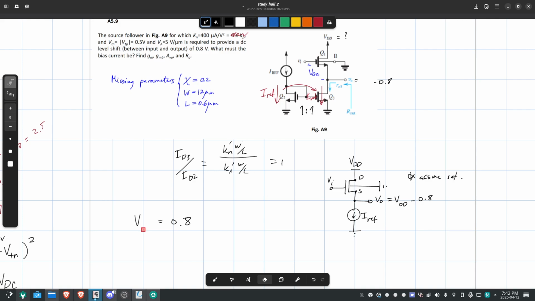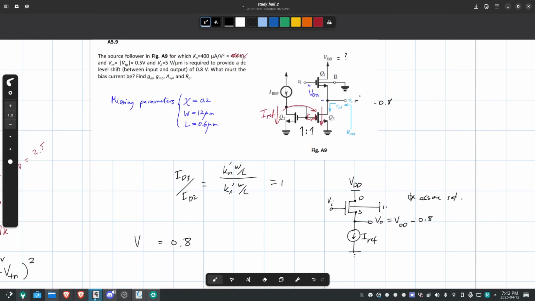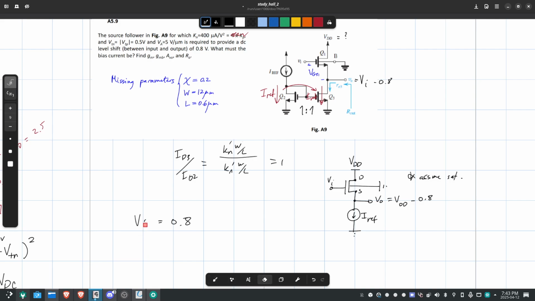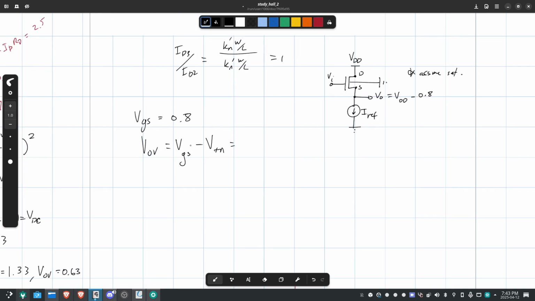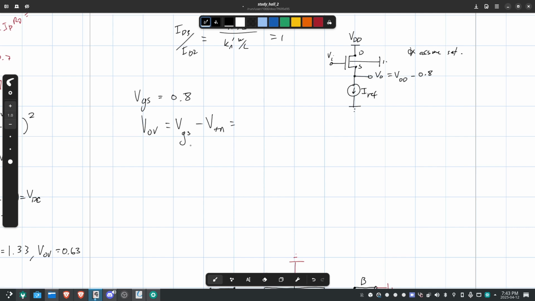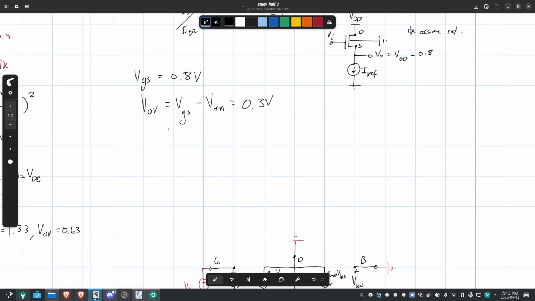Yeah, so this was wrong here. Oopsie. I was considering VDD the input. Okay, VI minus 0.8. So VGS. Okay, that explains a lot more. Okay. I made a very silly mistake at the start. That's why. Always silly mistakes. So that's going to be 0.8 minus VTN, which is 0.5. I just used a calculator to solve that. All right. So you get a VOV of 0.3.